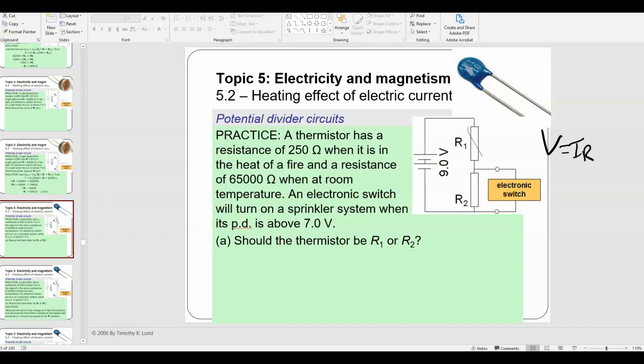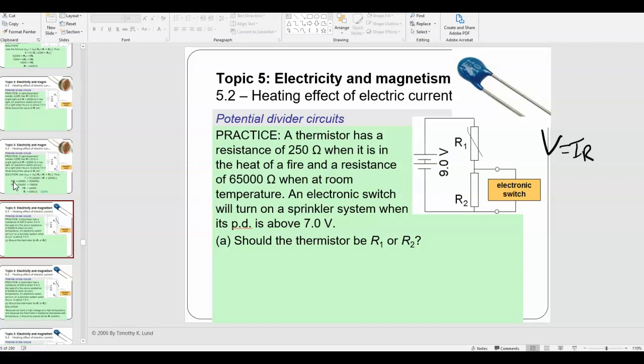Okay, so if the thermistor was at R1, just like how it's currently drawn, if there is a fire, R1 is going to go down. That means the voltage across R1 is going to go down. That means the voltage across R2 is going to go up, increase above 7 volts, and set off the sprinkler. In other words, the way it's drawn now is the way it's supposed to be drawn. So when the question says, should the thermistor be R1 or R2, it should be R1. The way it's drawn now is how it should be.